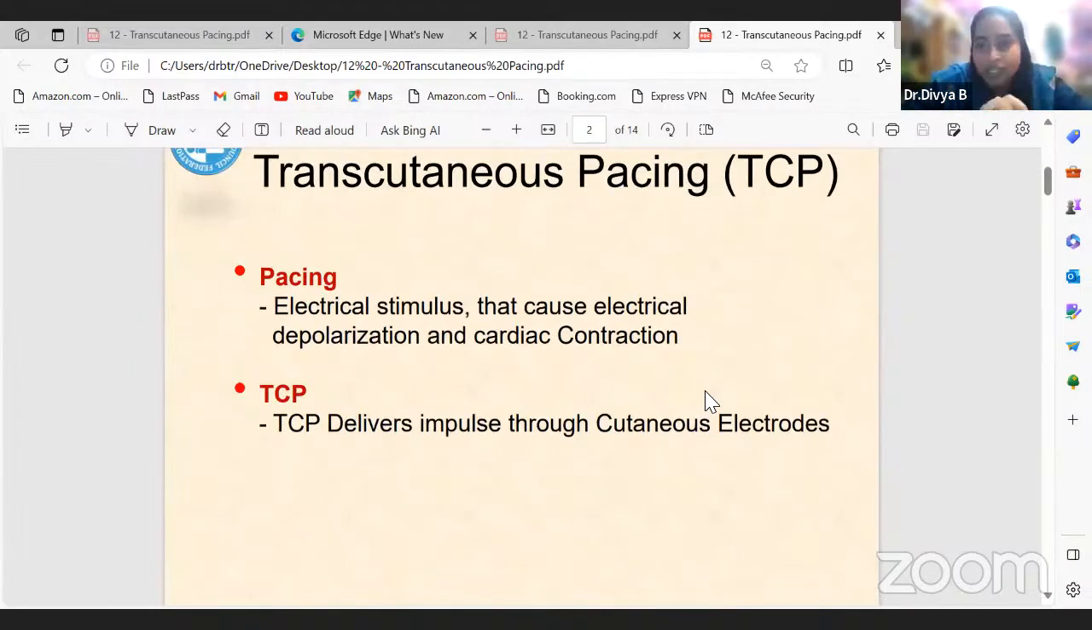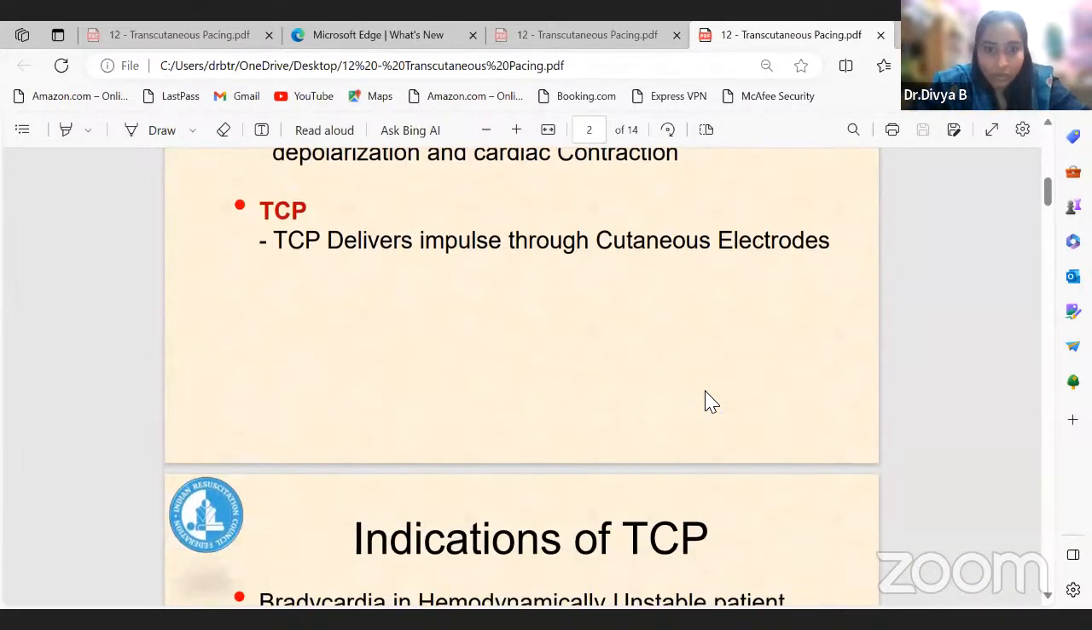So what is transcutaneous pacing? The name itself tells you that through the cutaneous route, you're trying to pace. What is it like? Your pacemaker, your SA node, right? It's basically nothing but an electrical stimulus that causes electrical depolarization of your cardiac muscle, causing contraction, and then giving an impulse that results in your heart rate and then cardiac output, and the cycle goes on. So it delivers through the cutaneous electrodes, like we already know.